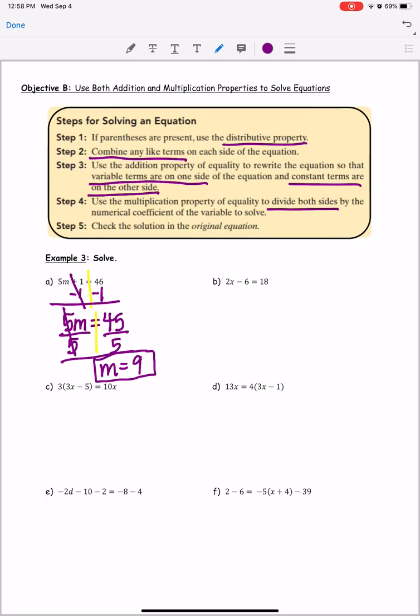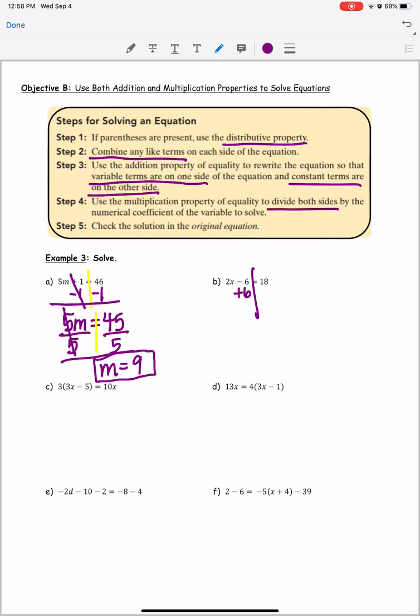Step 3, get the variable term on one side. My variable term's already on one side. You already have x over here on the left. So that means I need my constant, my number, on the right. So I need to move this minus 6 over. The opposite of subtracting 6 is to add 6.